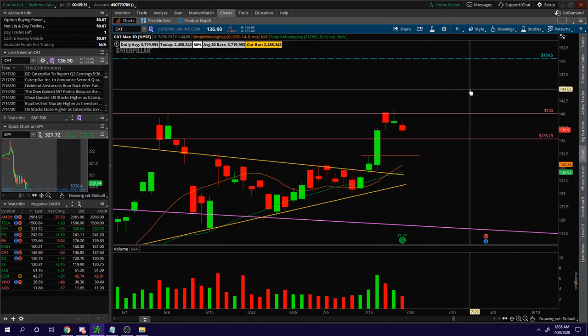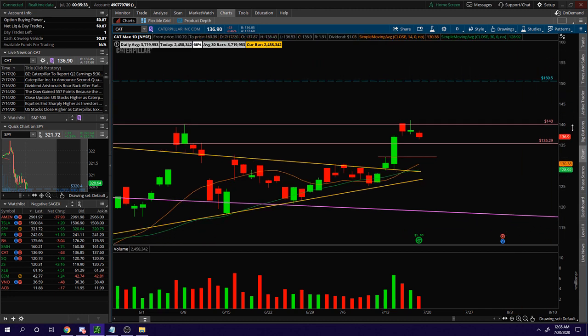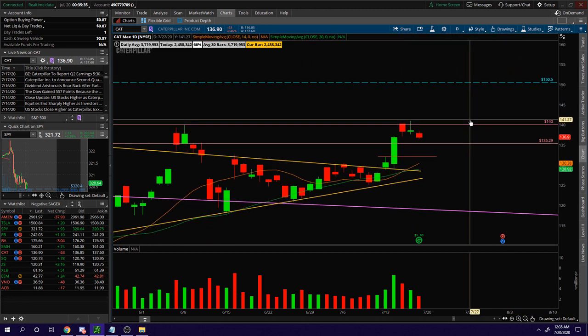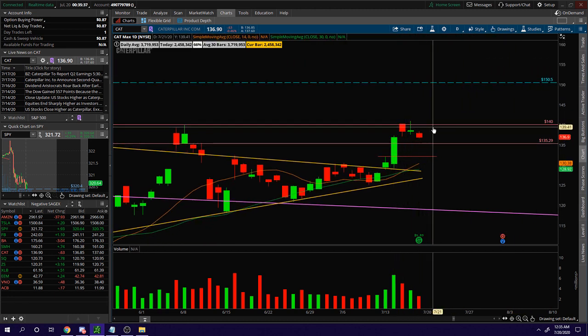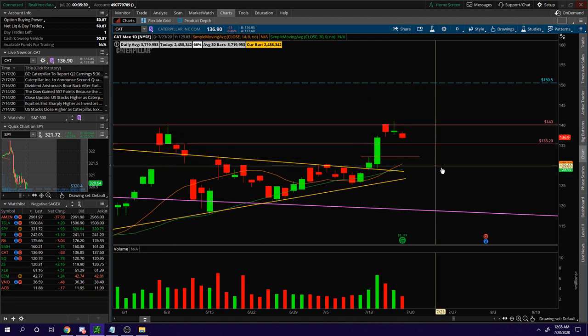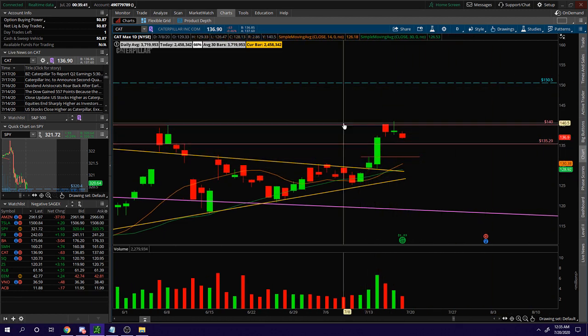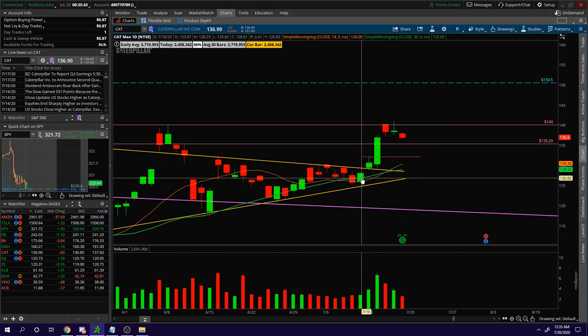But the volatility can also work against you because if you're trying to swing trade, what's going on with me right now is I'm in a Caterpillar swing for earnings. And so I actually did hold.